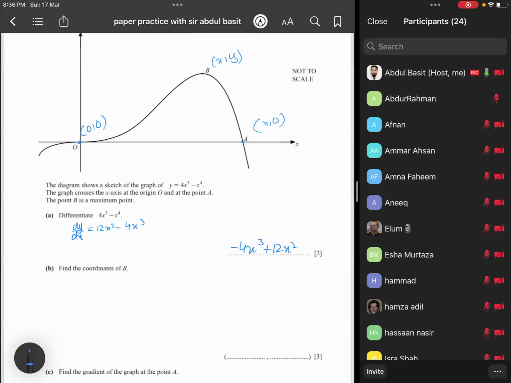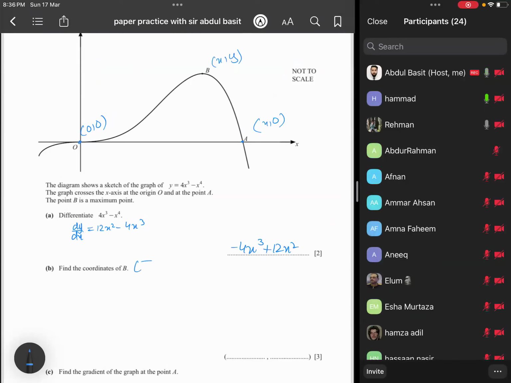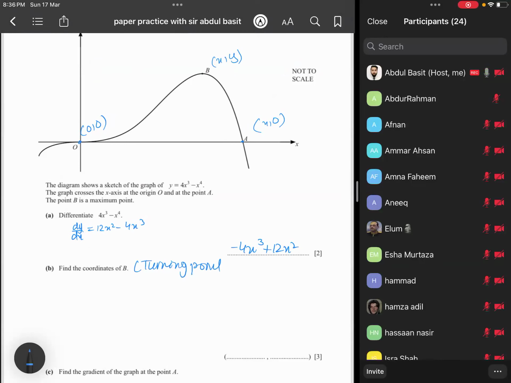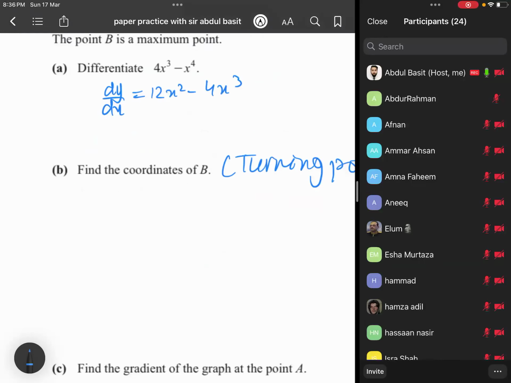So beta, can I say that the coordinate of B is the turning point? Yes, sir. So that is a turning point. So put the derivative equal to 0. Minus 4x cube plus 12x square equals 0.